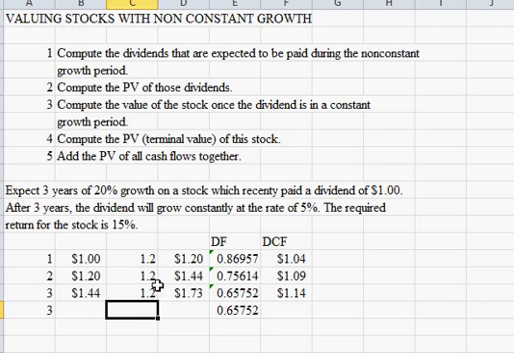Alright, so here's 3 years. $1 becomes $1.20, $1.20 becomes $1.44, $1.44 becomes $1.73. So it's growing rapidly, but it's also getting discounted. So the actual value of those cash flows are right here. And now I'm ready to go into the terminal value.